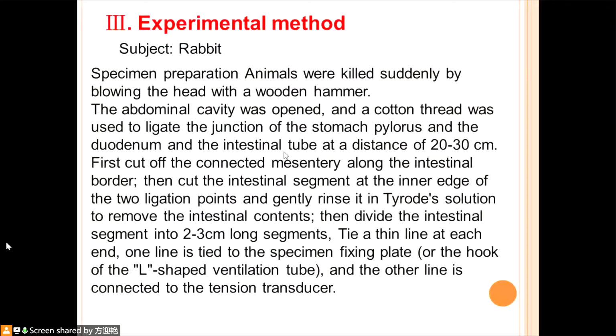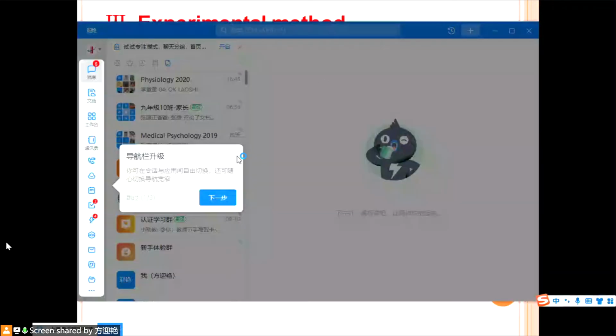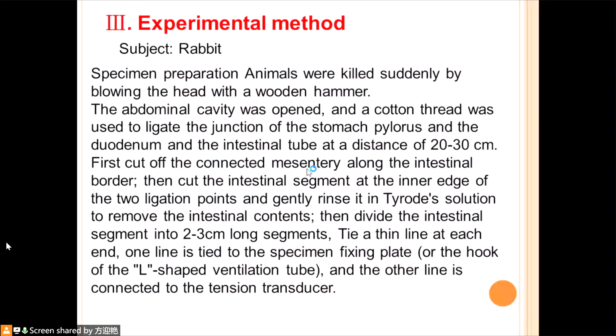We take the duodenum and the intestinal tubule at a distance of about 20 to 30 centimeters. First cut the mesentery along the intestinal border, and then cut the intestinal segment at the inner edge of the two ligation points, and place it into the Tyrode's solution. Then we divide the intestinal segment into segments each about 2 to 3 centimeters long.